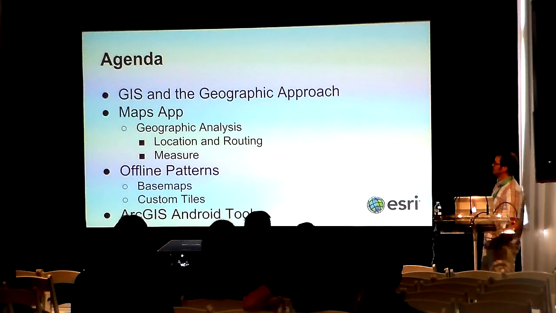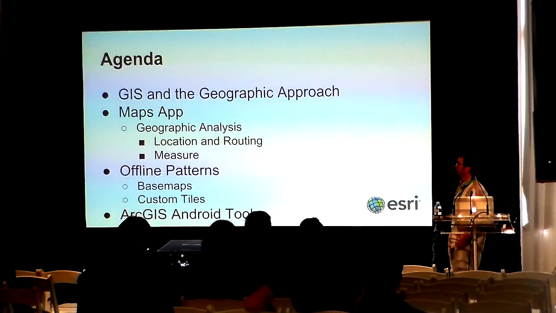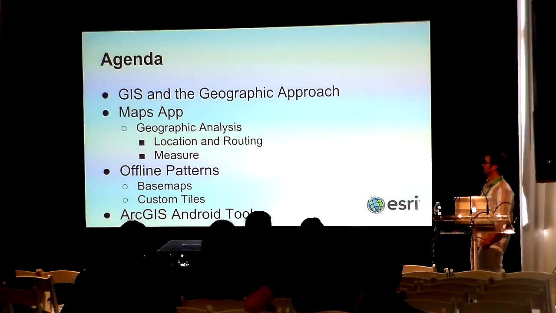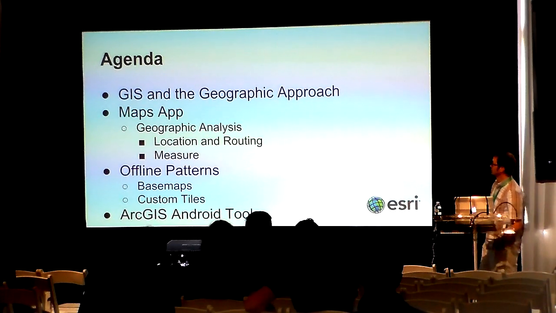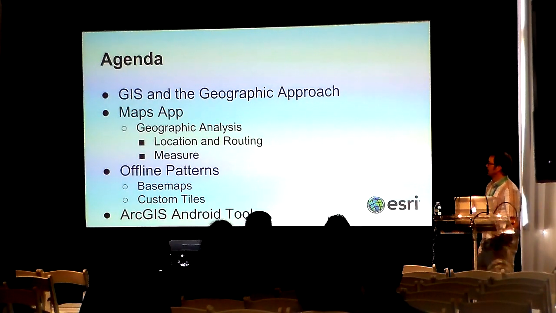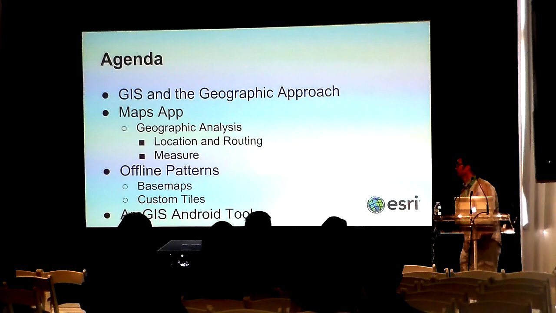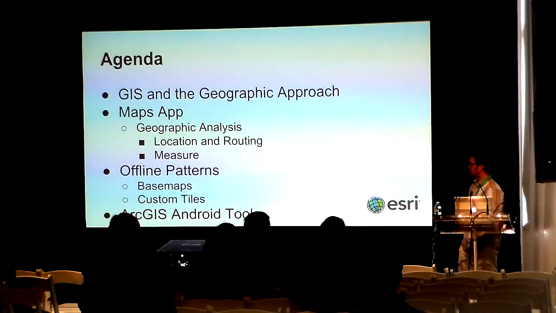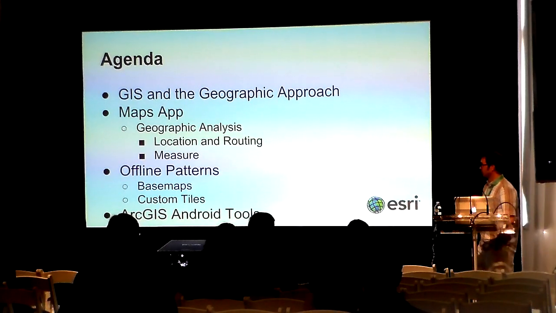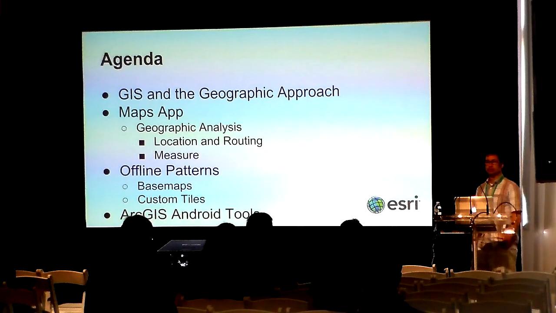In employing this geographic approach, we did things like geographic analysis, and we introduced you a little bit to the Maps app, which is great. But it is out on GitHub, and I encourage you to go play with it, open source it, contribute if you like, have fun with it. And we went over some offline patterns, which really separates us from a lot of Android APIs right now, being able to do very advanced things locally on the device, from high-powered analytics to base maps to custom engineering files. And then finally, all the tools that we use to build those apps.